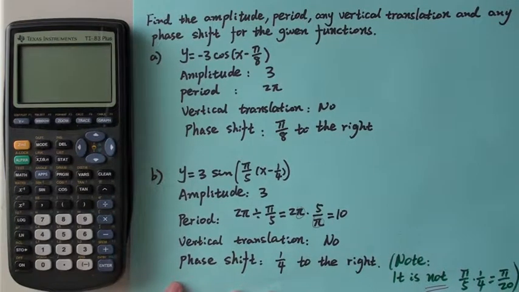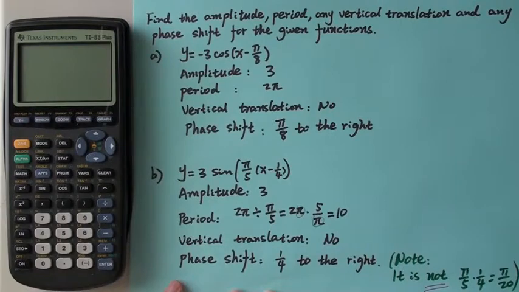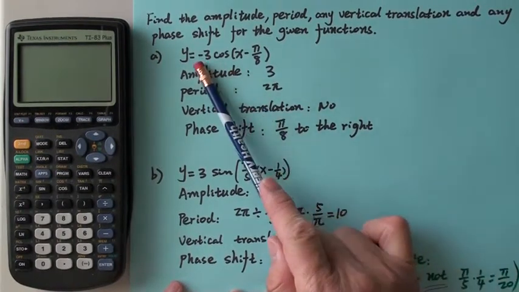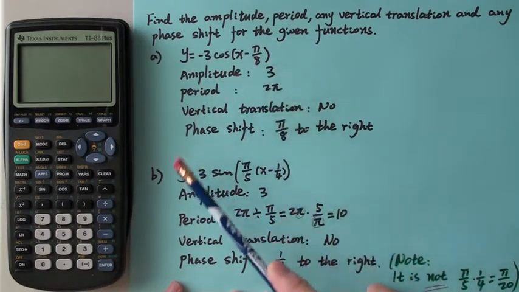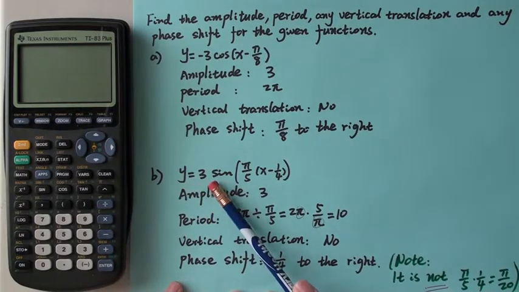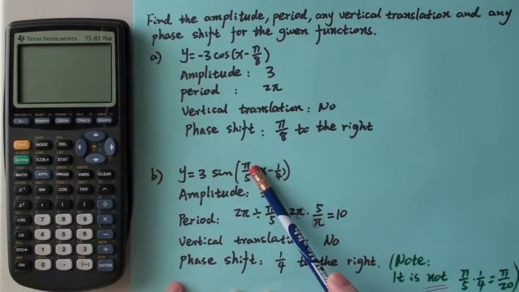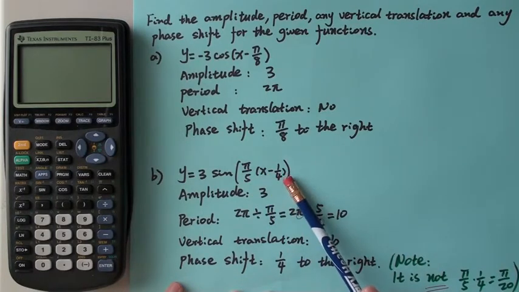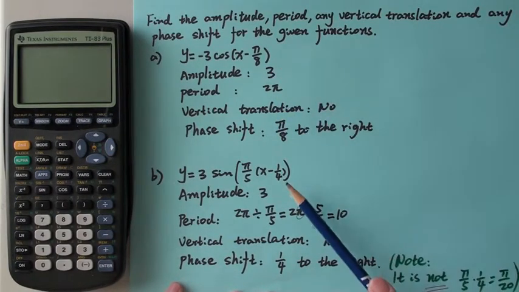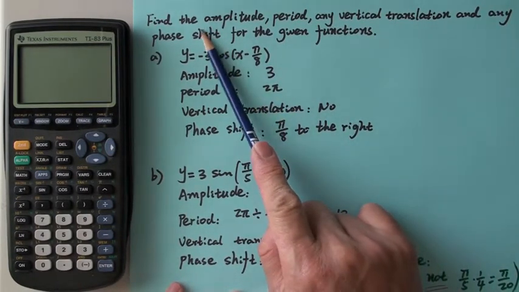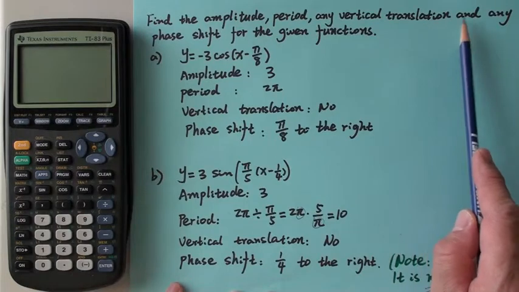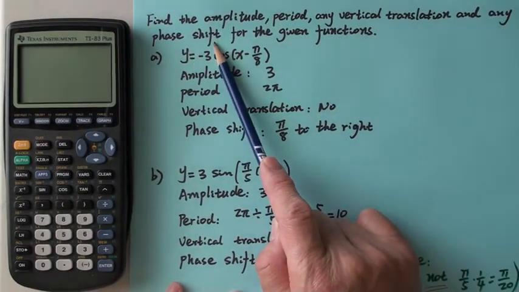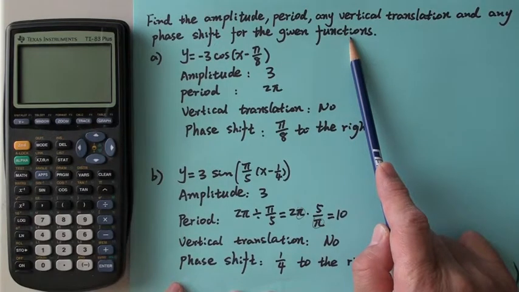In this lecture, we'll look at a few examples. We are given y equals -3 cosine(x minus pi over 8). Another one is y equals 3 times sine of pi over 5 times the quantity x minus 1/4. For these two given functions, we want to find the amplitude, period, and any vertical translation and any phase shift for the given functions.